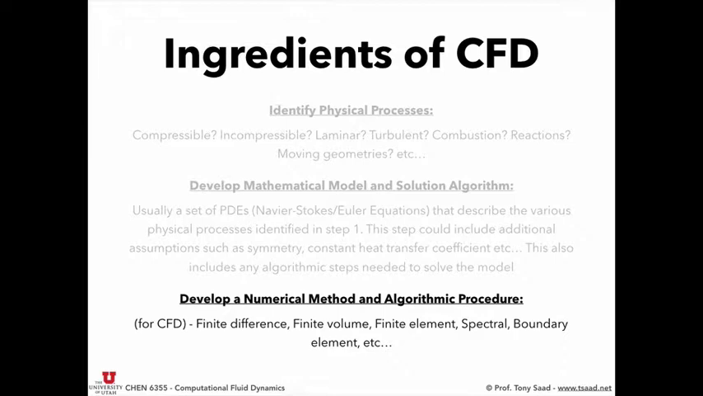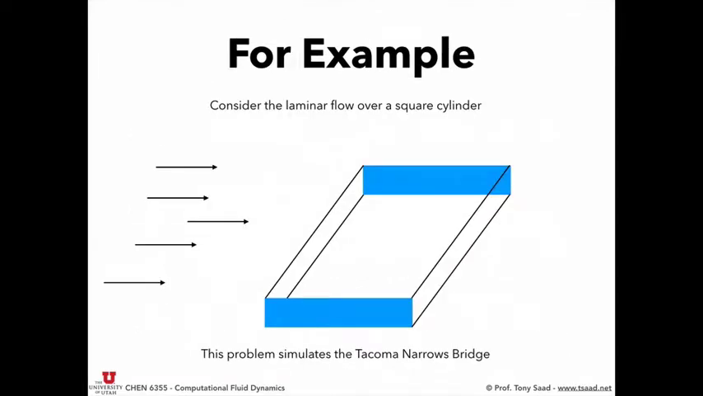Okay, so let me give you an example of this process. I want to look at the flow over what we call a square cylinder. So think of this as a bridge, and there's cross flow coming in. There's wind blowing in this direction. This flow is laminar as far as we're concerned, and it is incompressible. There's nothing complex going on. There's no reactions, there's no compressibility, and this in fact simulates the Tacoma Narrows Bridge.